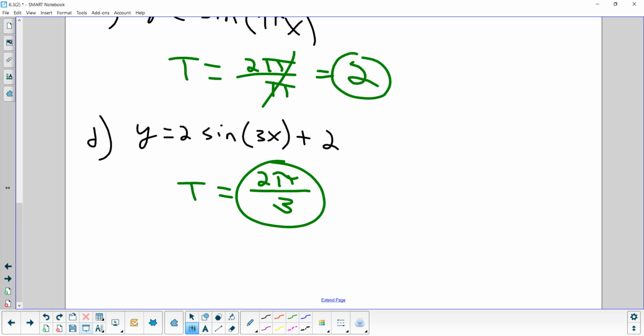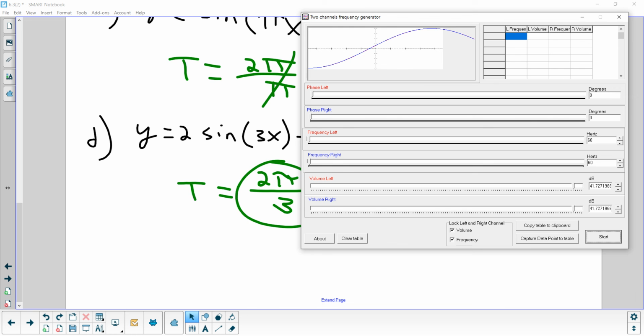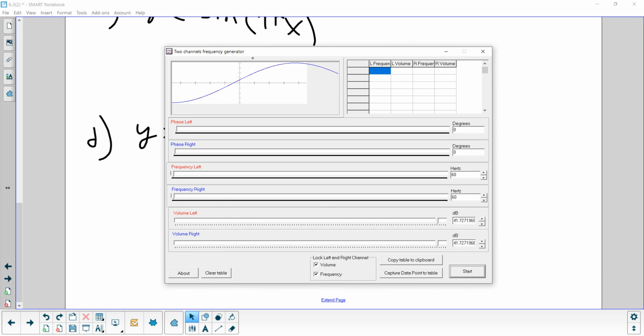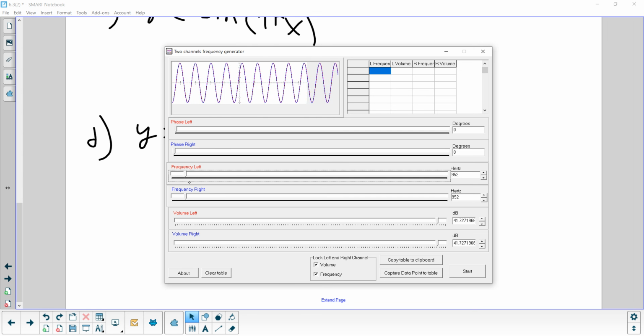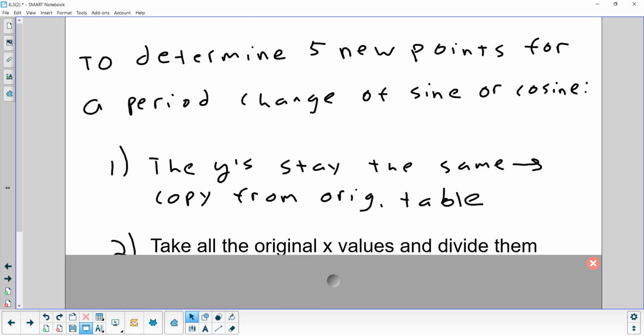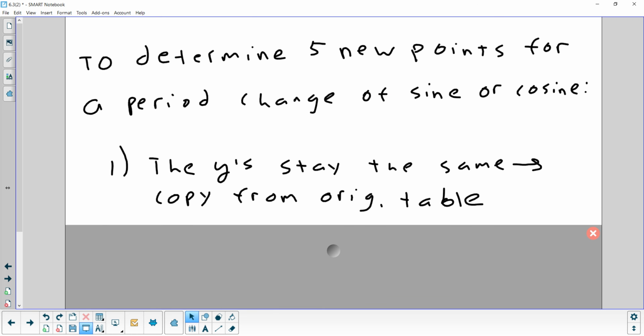All right, so let's think about what's going to change and what's going to stay the same when we do the table. We're going to stretch and compress horizontally. Okay, so things are going to kind of look like this. So if you focus on a point as I'm stretching and compressing horizontally, what value is changing? The x value or the y value? Yep. The x values are changing. So that means when we make the table, the y's are going to stay the same.